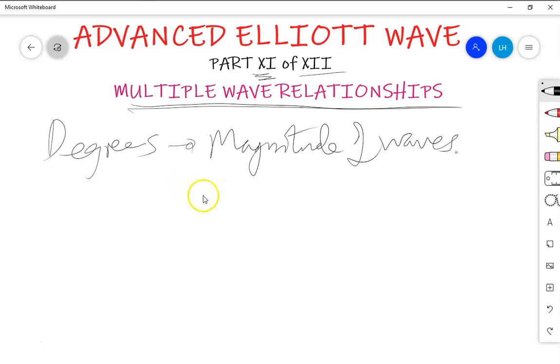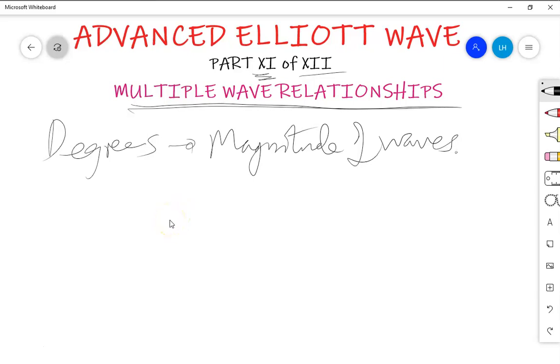I mean, it is 1 degree smaller than super. So as long as you are going down, the variation there is just a single degree. The difference is just a single degree. So super cycle, we have a cycle. Therefore, cycle is just a single degree smaller than a super cycle. Then you have primary, intermediate, and other things.